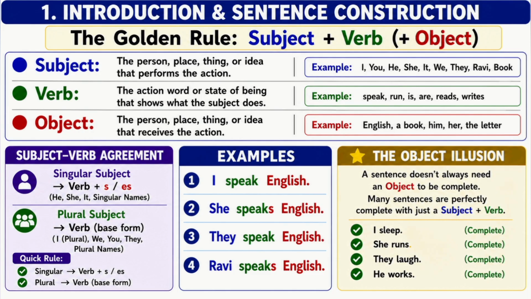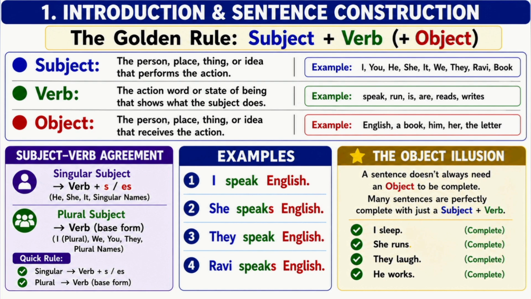In the sentence, I speak English, the subject is I, so the verb speak stays in its base form. In the sentence, she speaks English, because she is a singular subject, we modify the verb by adding an s to make it speaks. In the sentence, they speak English, they is plural, so we use the base form speak. And in the sentence, Ravi speaks English, Ravi is a single name, meaning it is a singular subject, so we add the s to the verb.